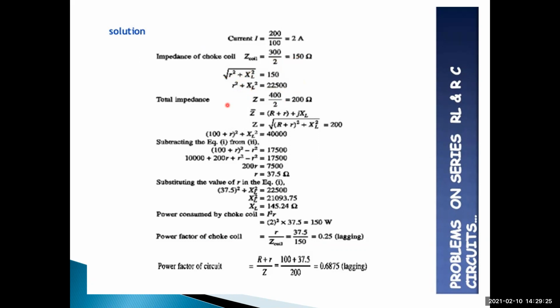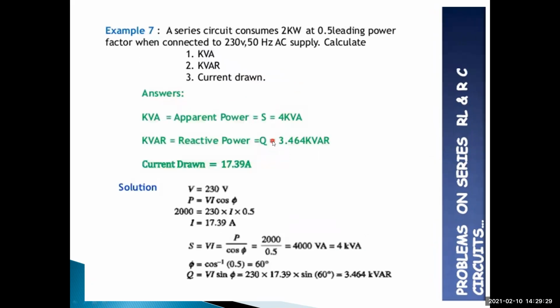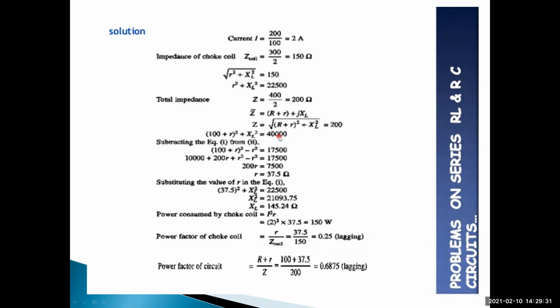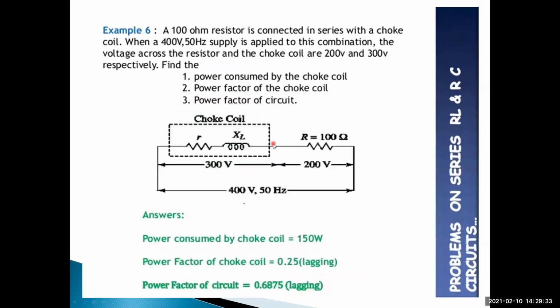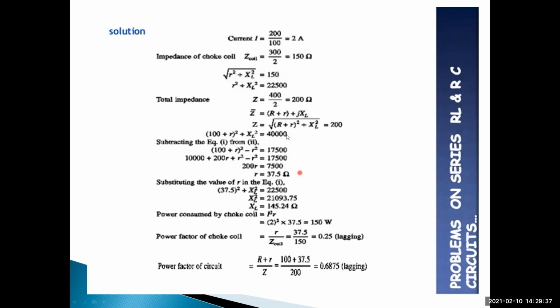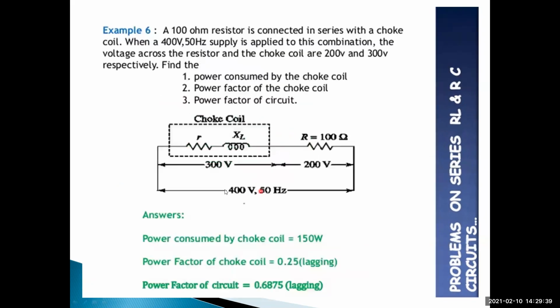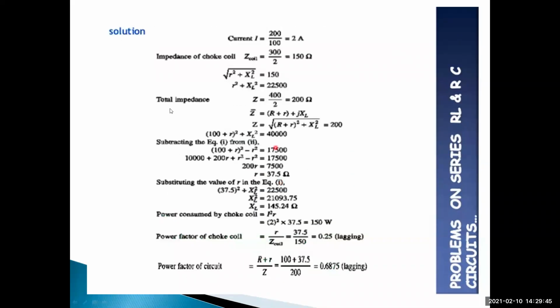Then what is the total impedance here? V by I is the total impedance, the total supply voltage by the total current. The current is 2 amps and the supply voltage is 400 volts. Then the total impedance is Z is equal to V by I, 400 by 2, that is 200 ohms.